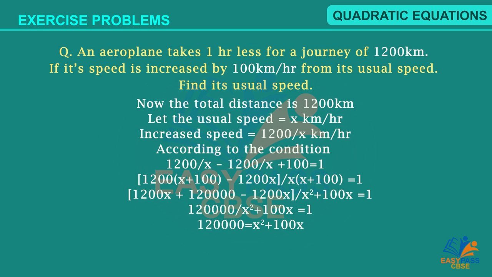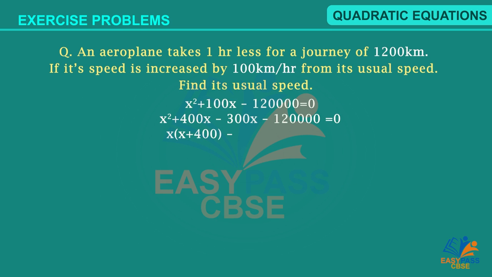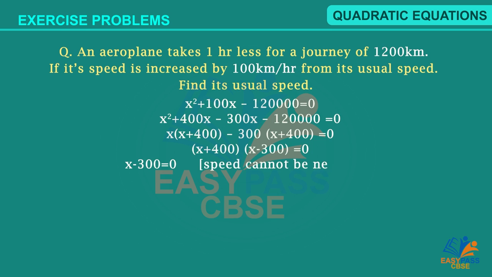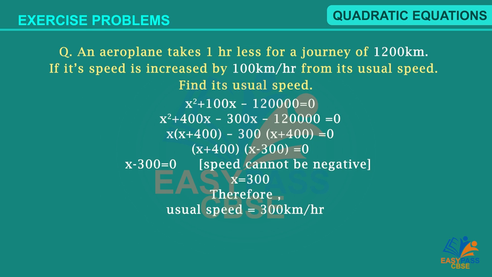If you simplify, we get x square plus 100x minus 120000 equal to 0. Therefore, (x plus 400) times (x minus 300) equal to 0. Therefore, x is equal to minus 400 or x is equal to 300. X equal to minus 400 cannot be the answer. Therefore, x is equal to 300. So, the usual speed is equal to 300 kilometers per hour.